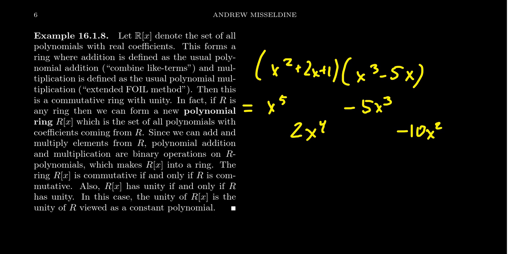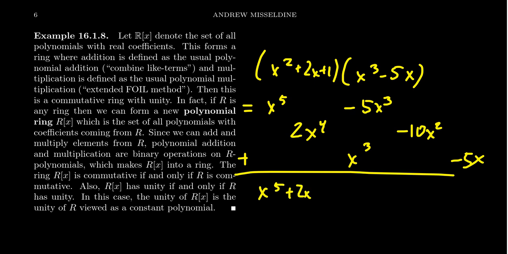And then lastly, you're going to get a plus 1 times x cubed, which gives us an x cubed, and then a minus 5x, for which, if there are any like terms, you would combine them together. So the product would be x to the fifth plus 2x to the fourth minus 4x cubed. There were some like terms there. Minus 10x squared minus 5x. That would be the polynomial product, which is just the usual multiplication and addition of polynomials.